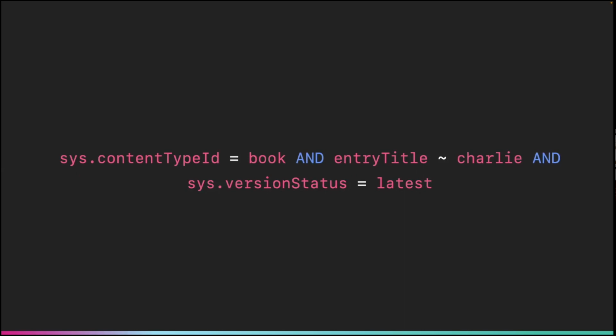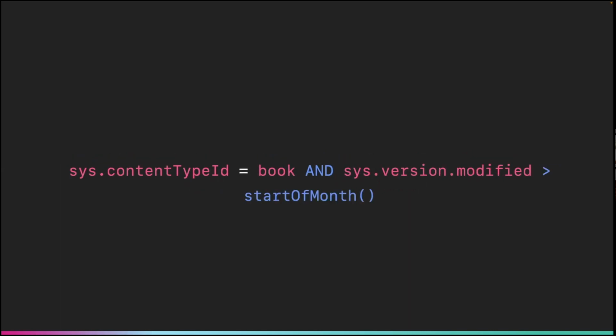And we can extend that further. So a book with Charlie in the title, and where its version status is the latest version of that entry. So we can build on it further, or change the query slightly and say, find me all books where they were recently modified starting from the beginning of this month. So find me all entries that have been updated since the beginning of January.